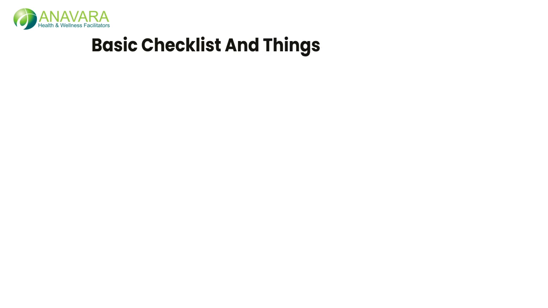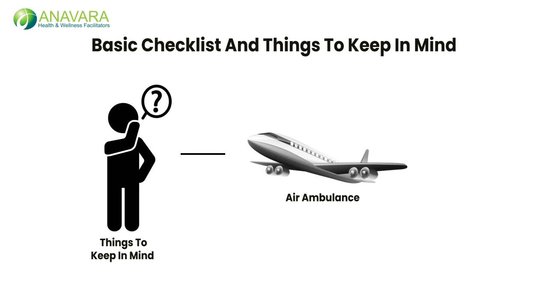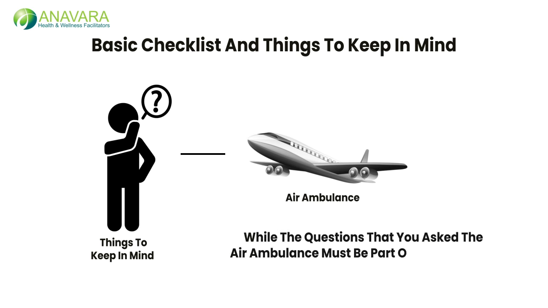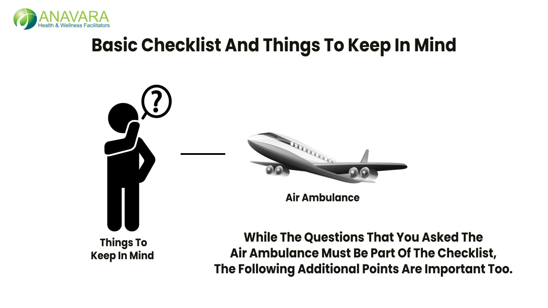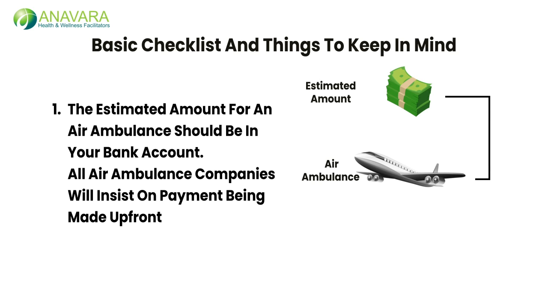Basic checklist and things to keep in mind. There are a number of things to keep in mind before you arrange an air ambulance. While the questions that you asked the air ambulance must be part of this checklist, the following additional points are important too. 1. The estimated amount for an air ambulance should be in your bank account. All air ambulance companies will insist on payment being made up front.